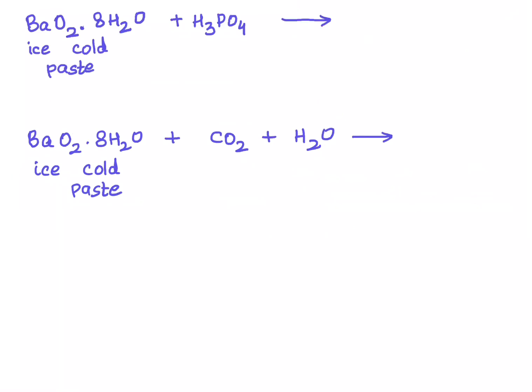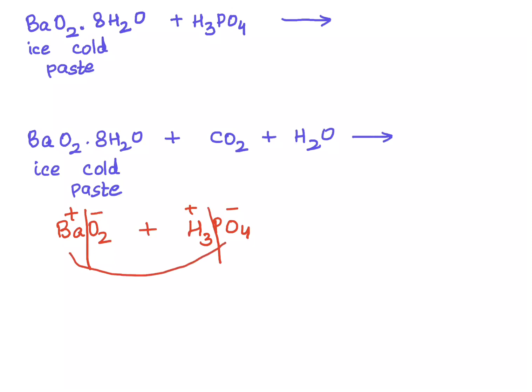Let us try and write the reactions. Before I give you the answer, would you like to try predicting the products which will be formed? Go ahead, try it. You can actually break it down. So you have barium peroxide and H3PO4. Split. Positive, negative, positive, negative. This is an easy way of understanding.